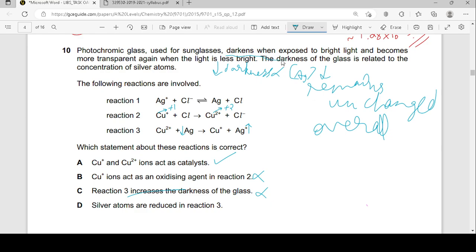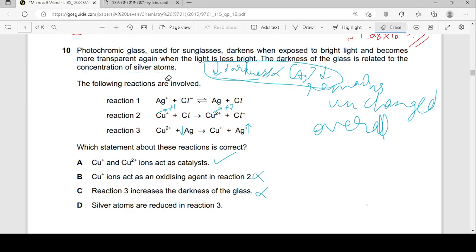They're saying it darkens when exposed to bright light and becomes more transparent again when the light is less bright. I think this reaction is for when your light is becoming brighter, and so you're getting Ag plus. So I think I'm justified to assume this, but basically my point is the reaction 3 decreases the darkness of the glass. But again, I don't know much about photography and all this stuff. So yeah, but I'm just assuming.